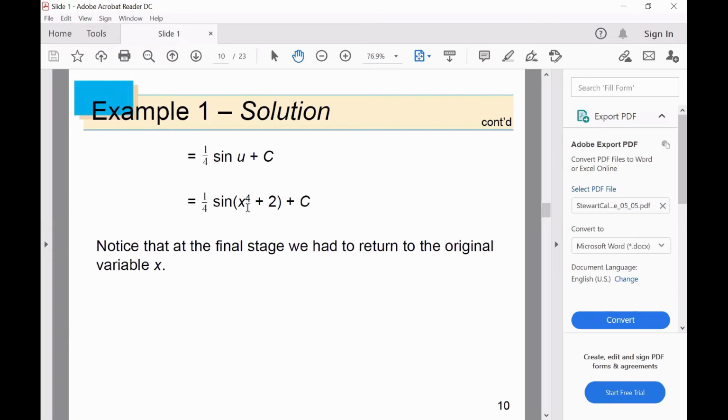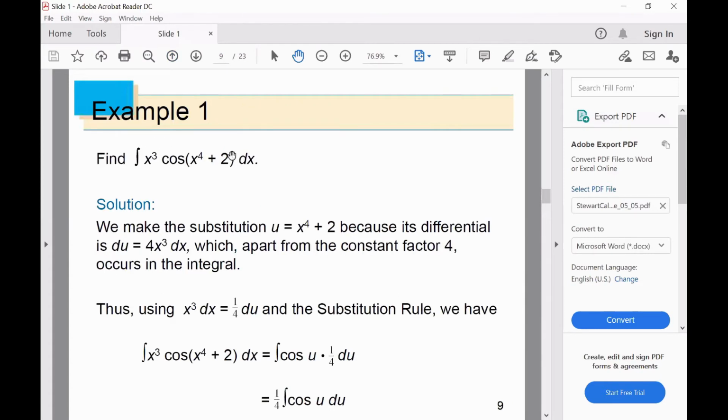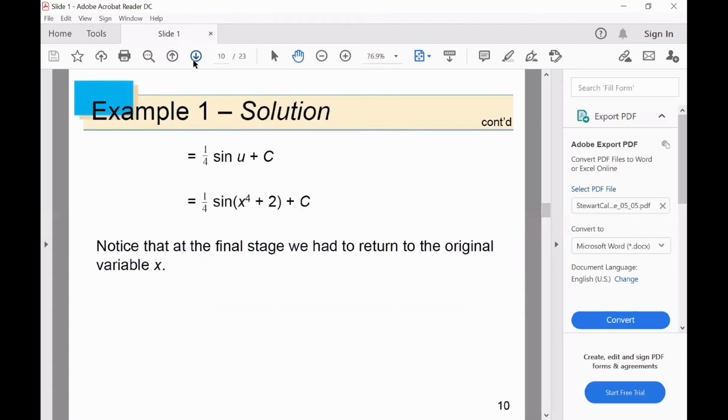Obviously, we can check. That means we can evaluate the derivative of this equality, this side, which is 1 over 4 sine of x to the 4 plus 2, all plus constant. We can evaluate the derivative, and the derivative is equal to this function, because we have the composition of two functions.